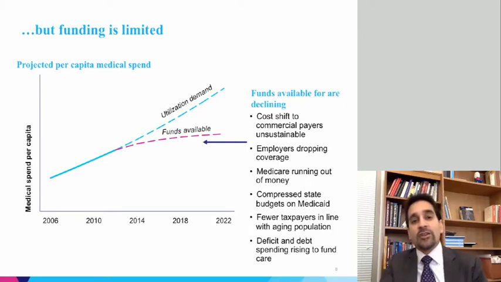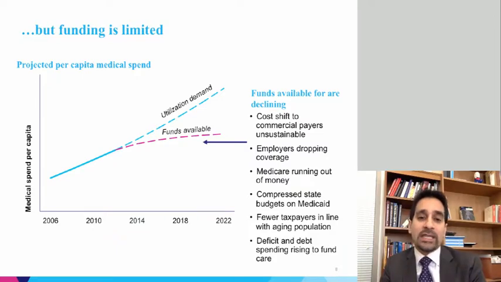Meanwhile, the funds that are available to actually pay for this care are declining. Currently, commercial payers pay 1.5 to 2 times as much for the same services as Medicare or Medicaid. That cost shift has been increasing every year, and that cost shift is now unsustainable. Employers are dropping coverage because healthcare has become too expensive. Medicare is quite literally running out of money.